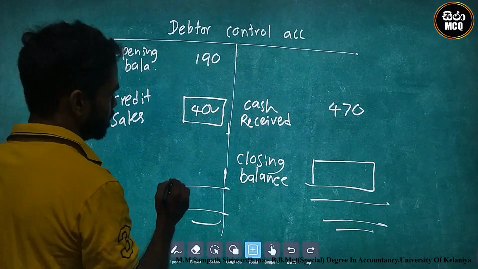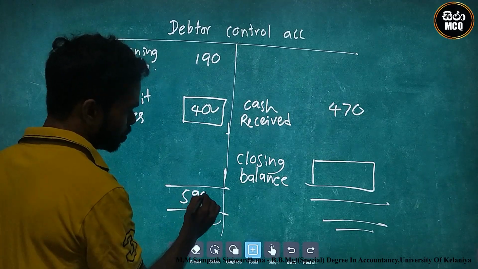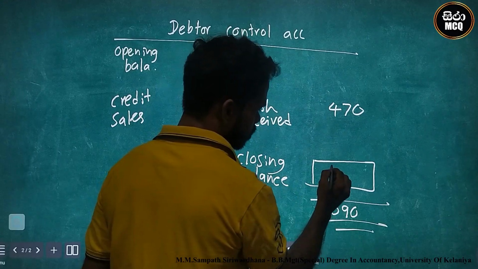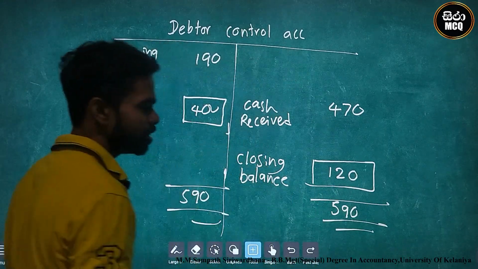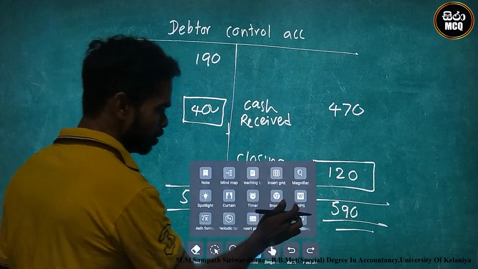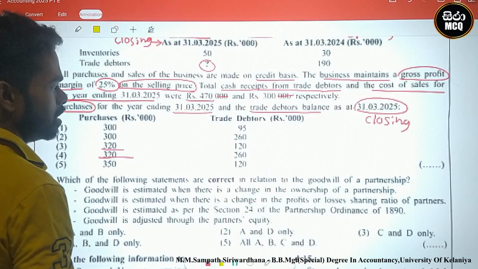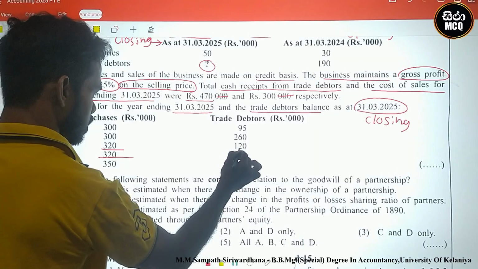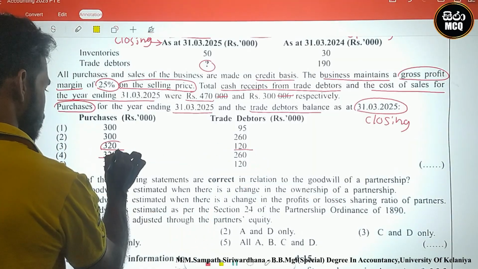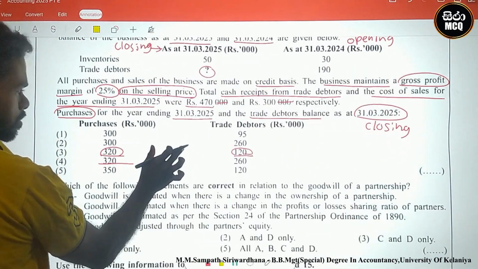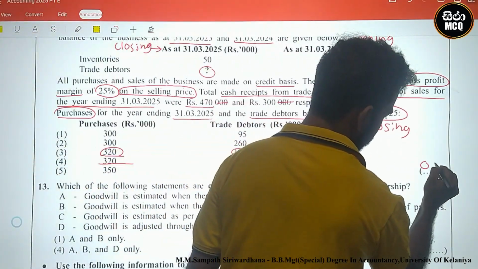You can balance it. 590. You can deduct 120 is closing balance. Okay, 120 is closing balance. This answer is 3. For question number 12, answer is 3.